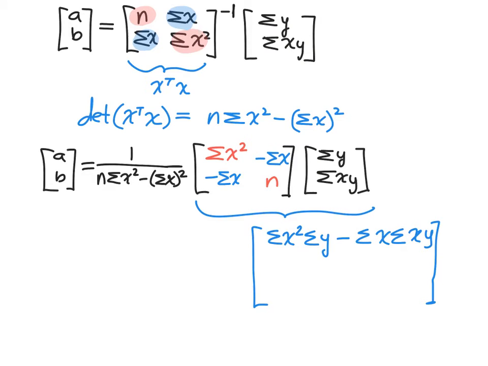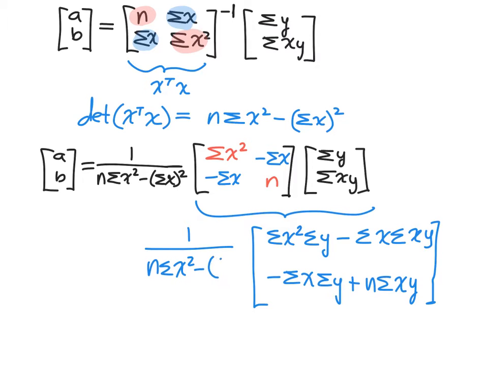All right, then I'm going to do the same thing with the other guy. So negative sum of x, sum of y. And then n, so plus n times the sum of xy. All of that multiplied by 1 over n times the sum of x squared minus the sum of x as a quantity squared. And that's what your AB will be equal to.